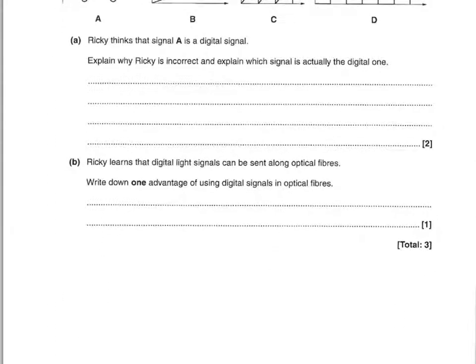And then Ricky learns that digital light signals can be sent along optical fibres. Write down one advantage of using digital signals and optical fibres. So one thing you can say is that you can transfer a lot of data or a large amount of data. But you can also say that there's less interference. You could say there's a better quality signal. And that's it.